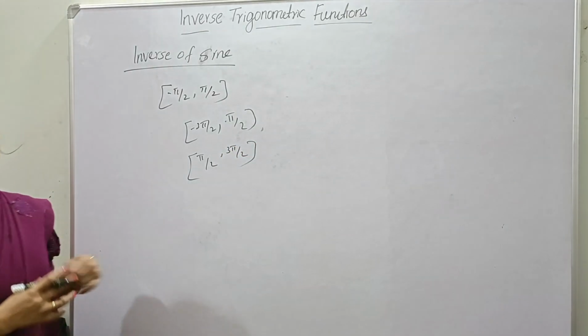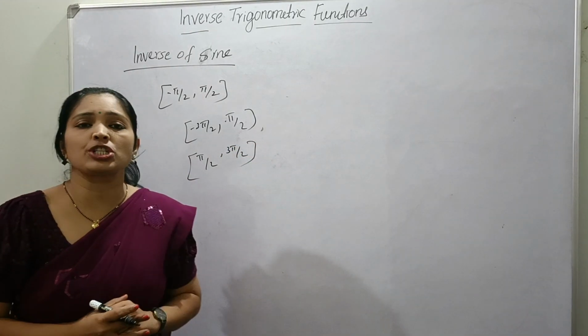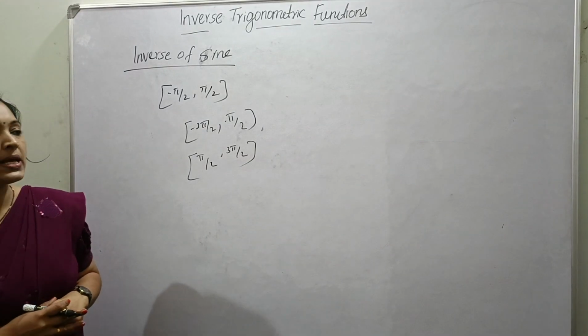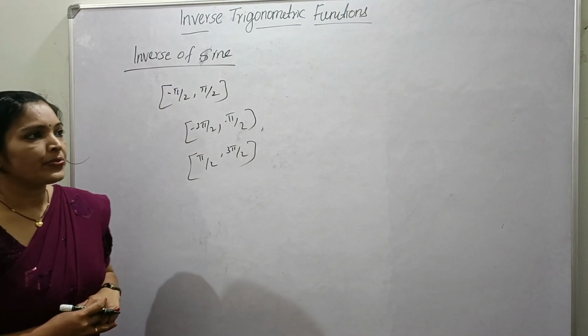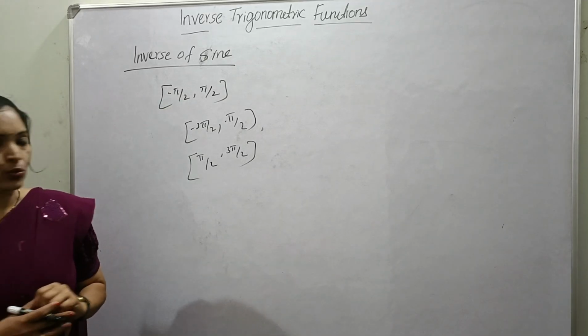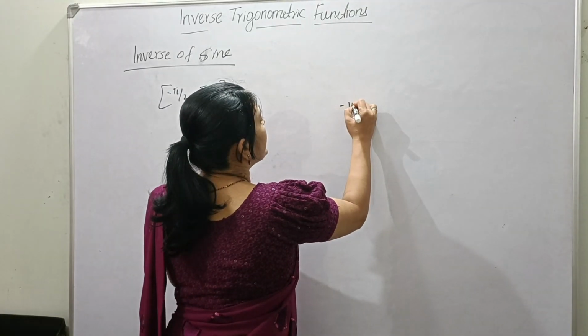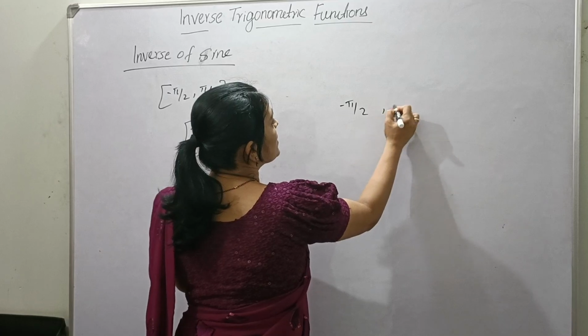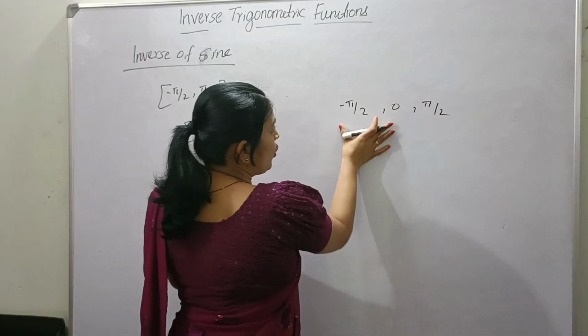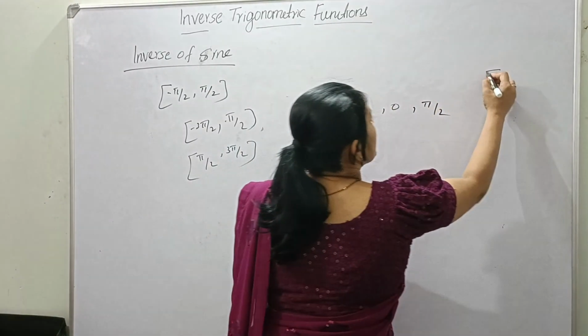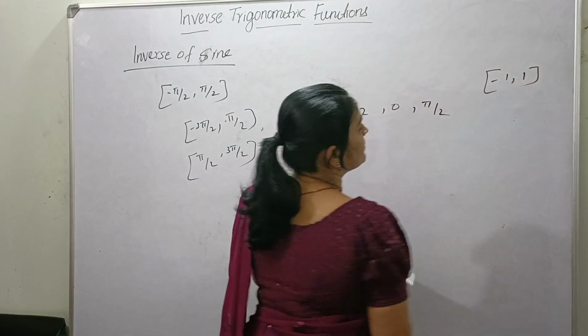See, in these intervals, the sine function is one-one. Why? Because, see here, let us take this one, minus pi by 2 to pi by 2. So, what are the standard angles? Minus pi by 2, 0, pi by 2. We know that its range is nothing but minus 1 to 1, right?